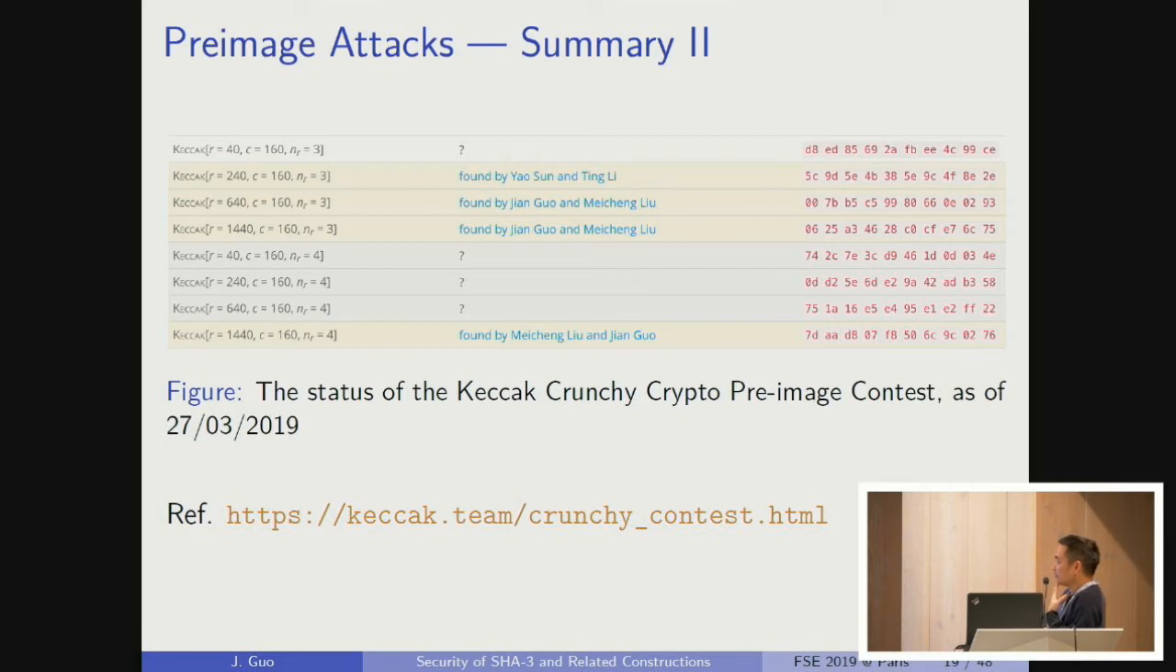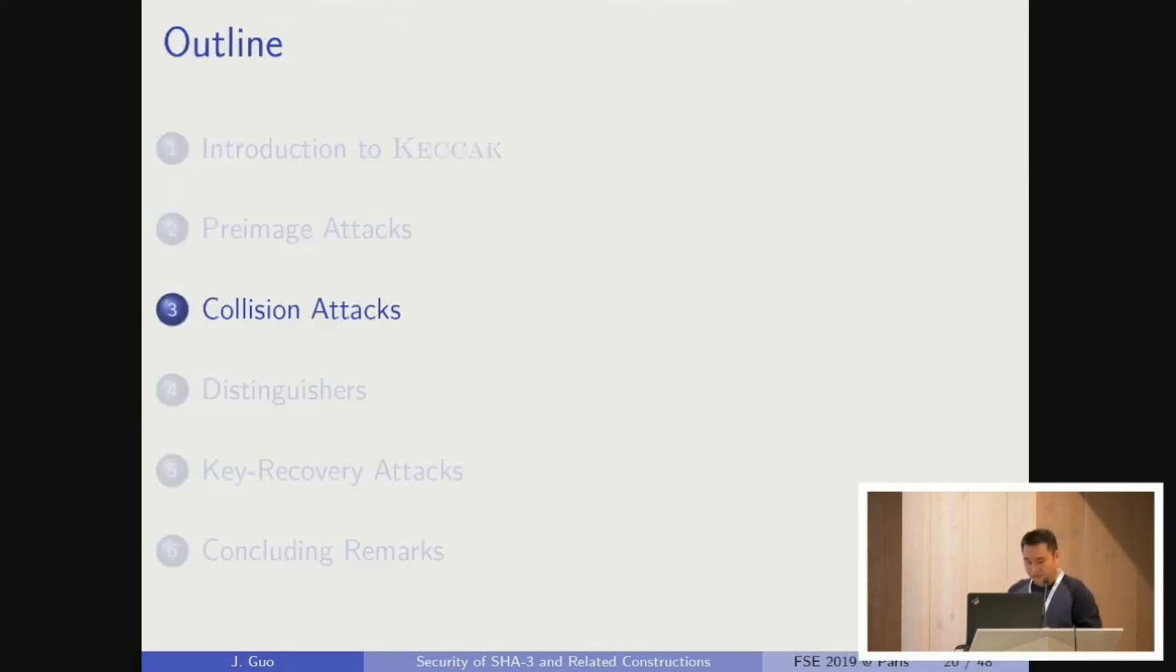For 3-round variants, more variants are attacked, because with smaller states, if you compare this one with this one, the rate size is much smaller, meaning the attacker has much less degree of freedom. So it becomes much more difficult to attack small variants. You can see 3-round variants for these 800-bit and 400-bit internal states are attacked, but this is not the case for the 4-round variants. So that's for the preimage.